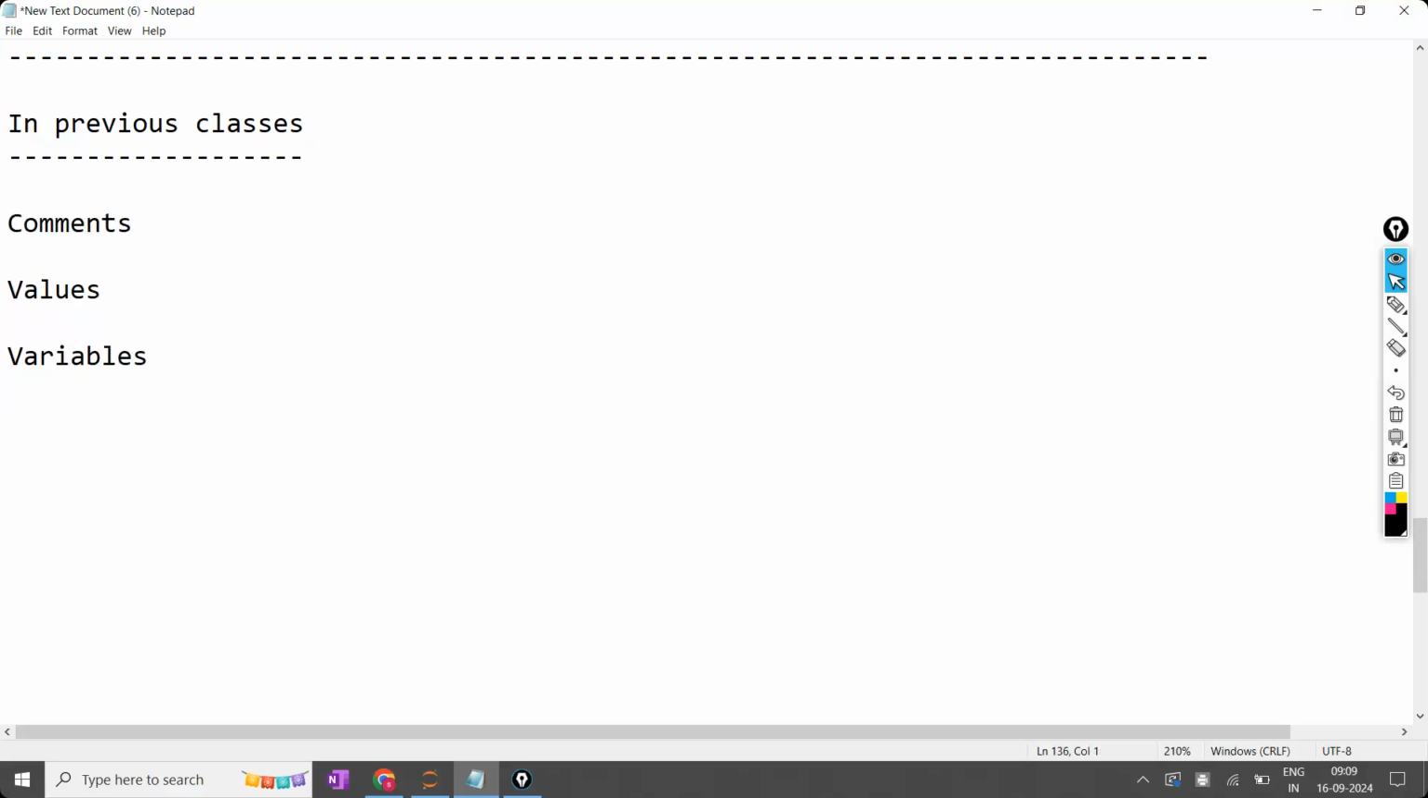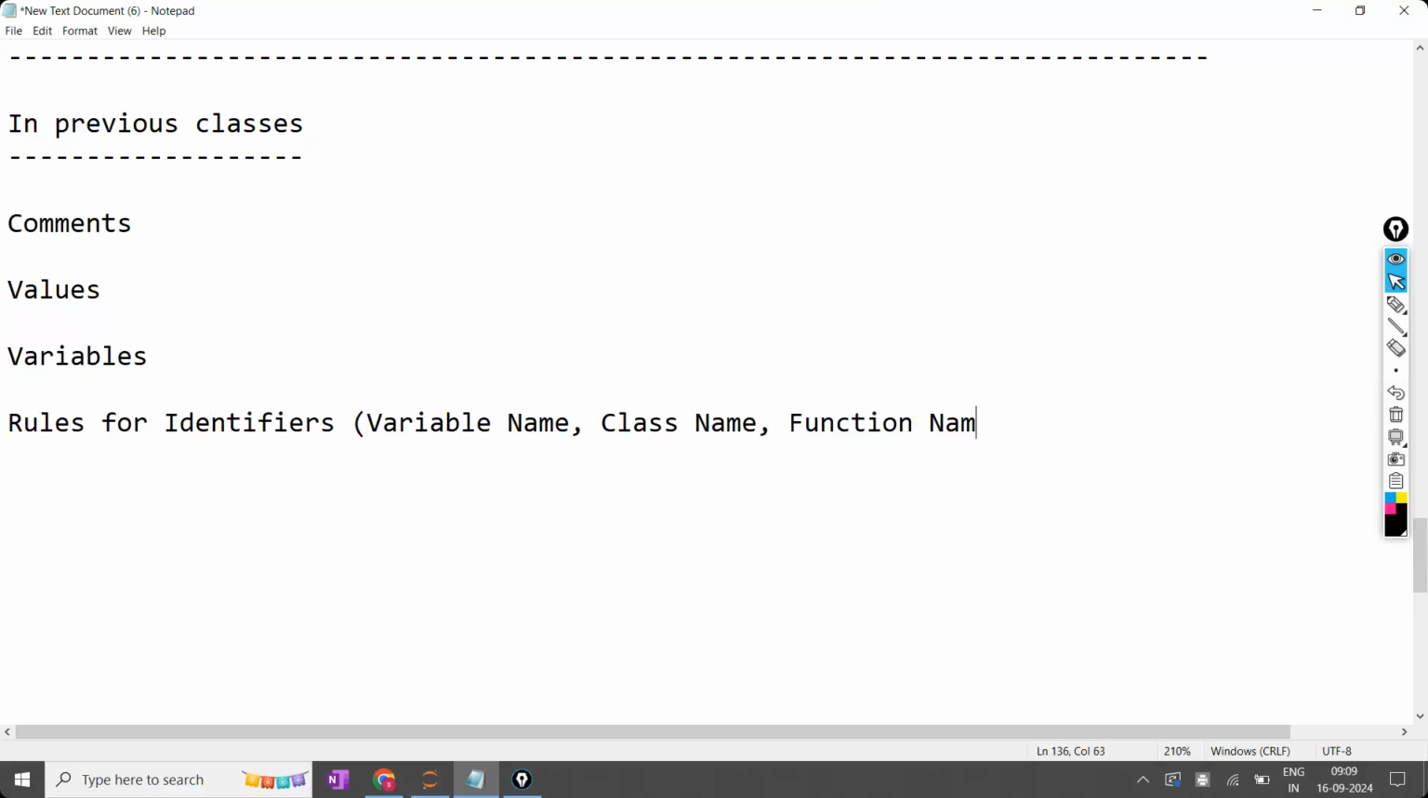Next we saw the rules for identifiers. Identifiers are nothing but the variable name, class name, function name. Any name comes under identifier. We saw the rules for identifiers and how to work on variables, that is, how to assign multiple variables and how to assign single variables.